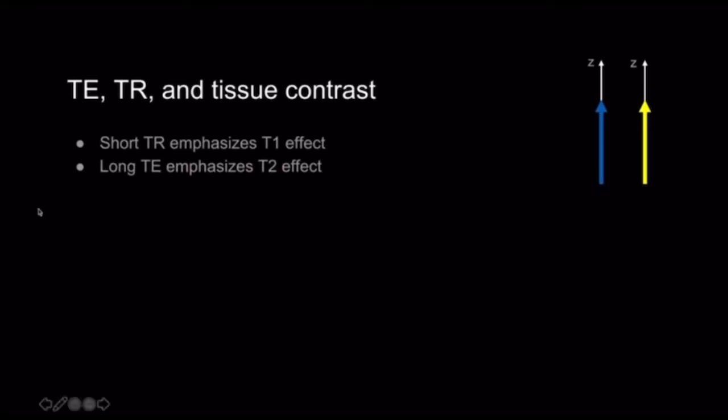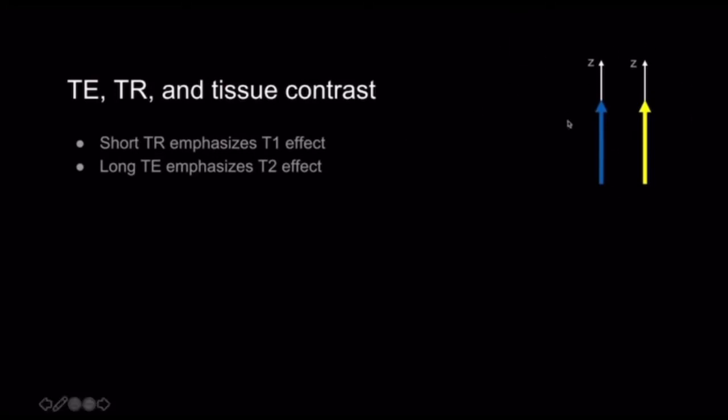So why is that? Let's start with why short TRs, or short times to repetition, emphasize T1 effect. If we had shorter TRs, think about what happens when we repeat the pulse sequences. When we repeat the pulse sequences with a short TR, we do it so quickly that we don't let the magnetization completely recover into the z-axis before we start the next sequence. So different tissues have big differences in T1 signals, and that determines tissue contrast.